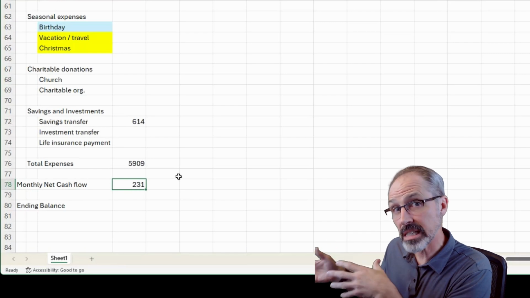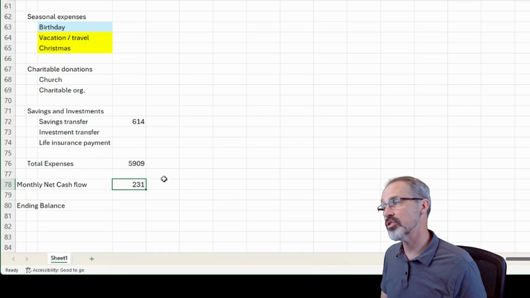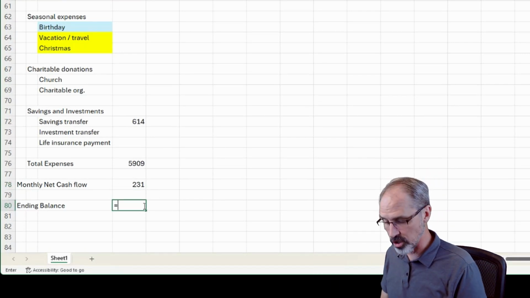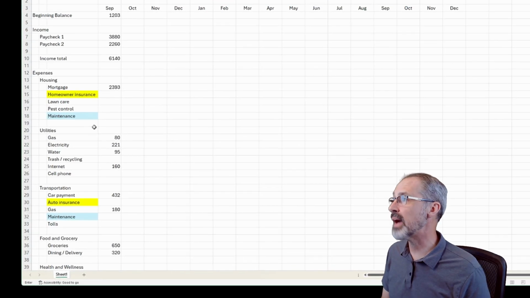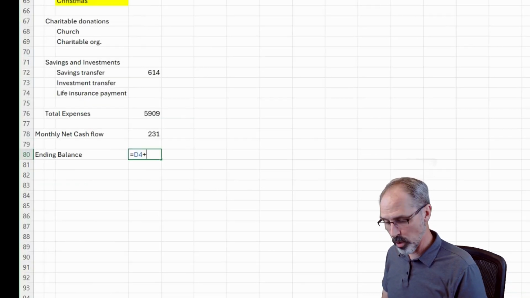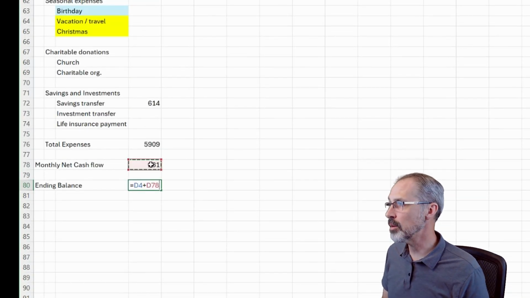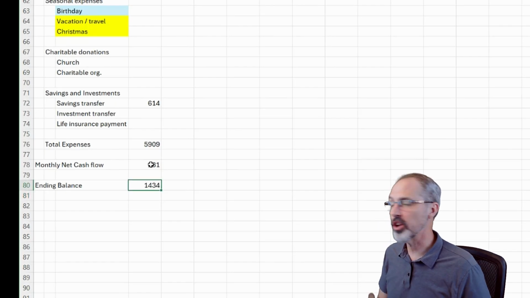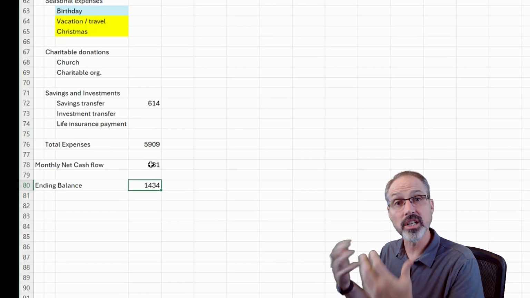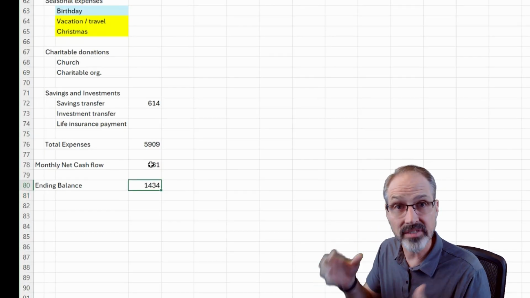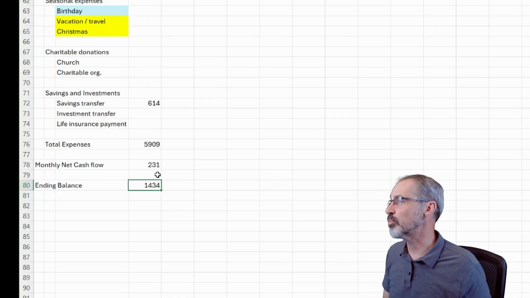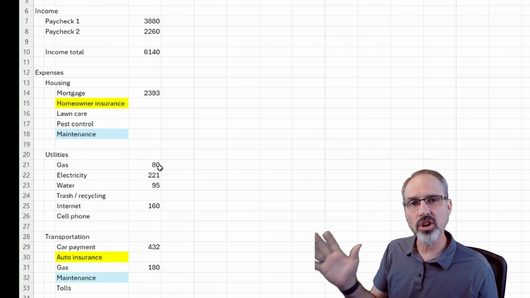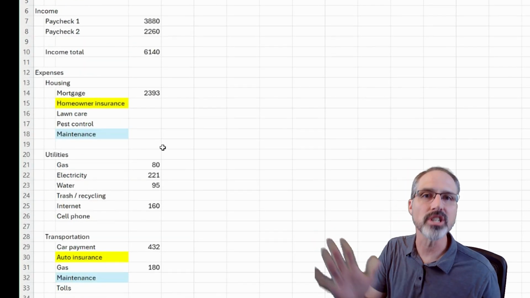That's including the savings that they keep putting aside. So that's fantastic. And so what we want to do is we want to take the beginning balance of the month and we want to add the monthly net cash flow. And there you go. So at the end of the month, they're expecting $1,400 to be in their account if they're tracking everything properly. So now let's start looking at what this does over time.